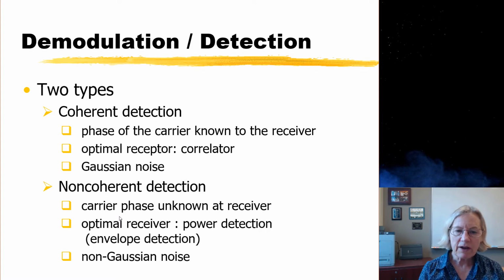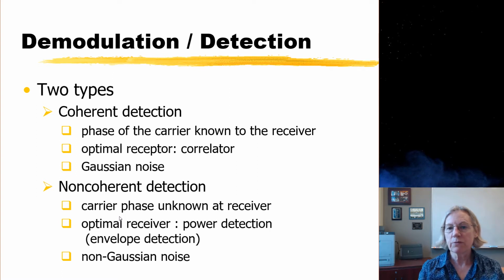Now, when we move to non-coherent detection, when the phase is unknown at the receiver, then the optimal receiver is going to be a receiver that detects power. And often this takes the form of an envelope detection. Now, although the receiver noise is additive white Gaussian noise, because we're detecting the power of the signal, it's like squaring the signal, and the noise becomes non-Gaussian due to the operation we're putting on it in the receiver. So two distinct characteristics.